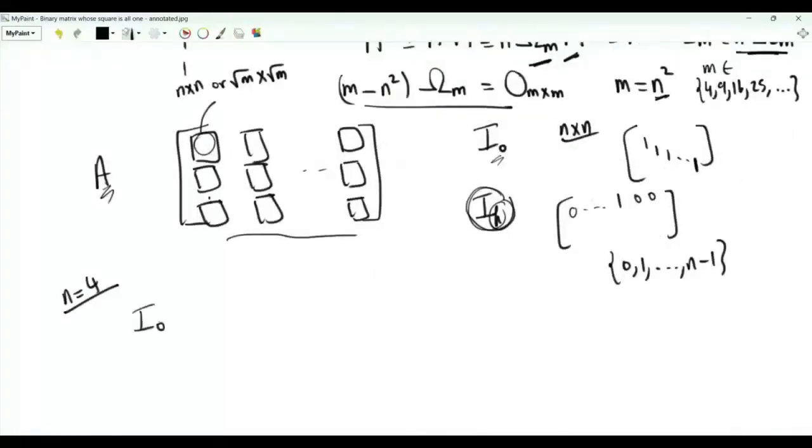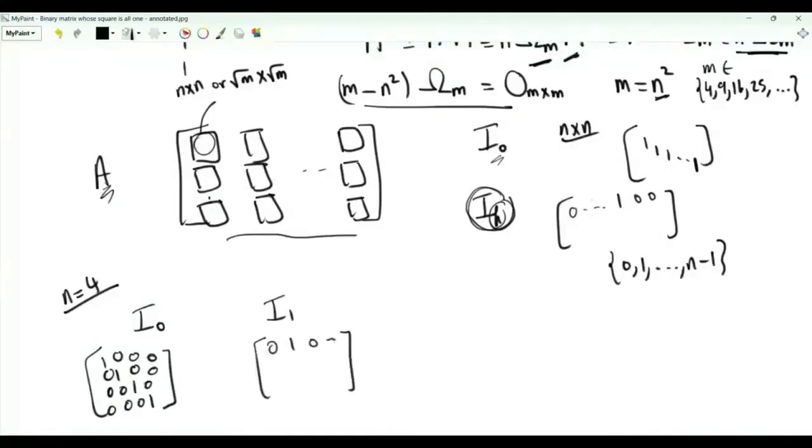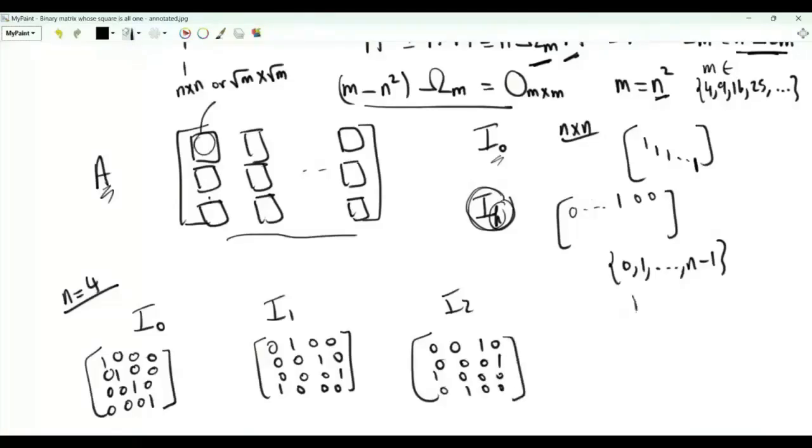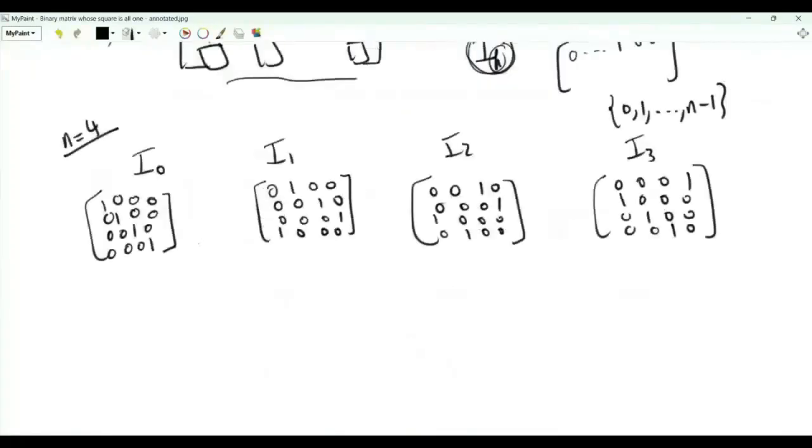If n is equal to 4, we have matrices I0: 1, 0, 0, 0, 0, 1, 0, 0, 0, 0, 1, 0, 0, 0, 0, 1. I1: 0, 1, 0, 0, 0, 0, 1, 0, 0, 0, 0, 1, then 1, 0, 0, 0. I2: 0, 0, 1, 0, 0, 0, 0, 1, then 1, 0, 0, 0, 0, 1, 0, 0. Finally, we have I3: 0, 0, 0, 1, 1, 0, 0, 0, 0, 1, 0, 0, 0, 0, 1, 0. These are the matrices relevant to the special case of m equal to 16 and n equal to 4.